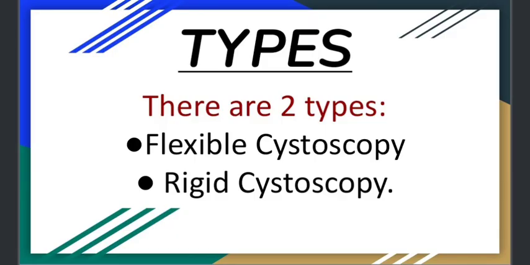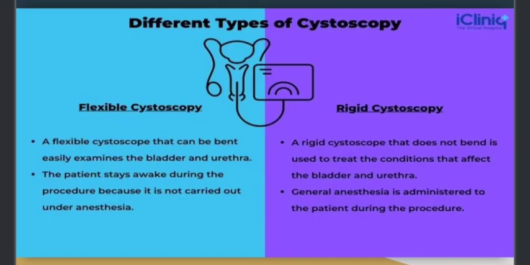There are 2 types of cystoscopy: flexible cystoscopy and rigid cystoscopy. Let's see the difference between flexible cystoscopy and rigid cystoscopy. Flexible cystoscope can bend easily, and it examines the bladder and urethra. Rigid cystoscope cannot be bent and it is used to treat the conditions that affect the bladder and urethra. Flexible cystoscopy is not carried out under anesthesia, so the patient stays awake. In rigid cystoscopy, general anesthesia is administered.